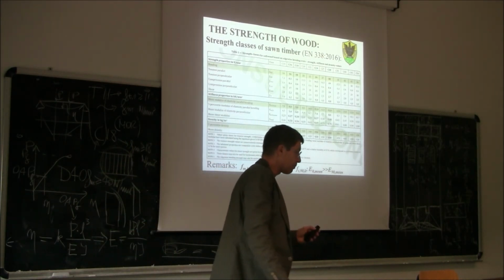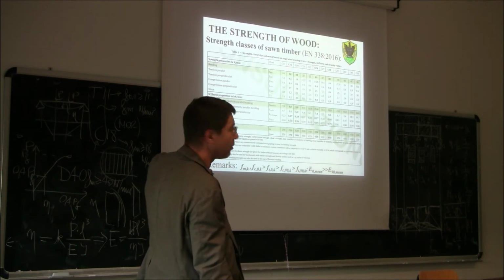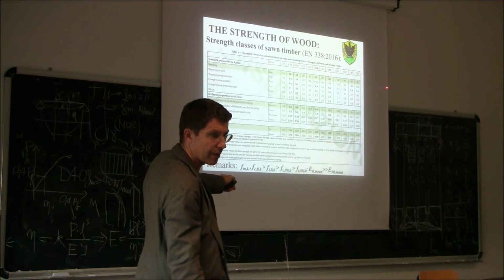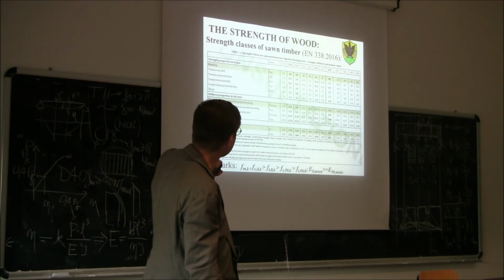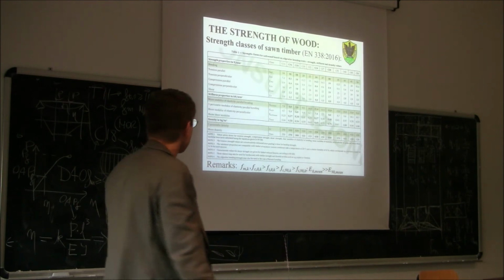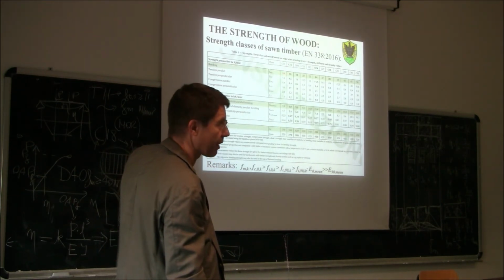So, the important thing to point out is this: first of all, you see in bold the most commonly used strength classes in Europe, so C16, C18, C24, C30. The first line you see, C14, means 14 characteristic bending strength.